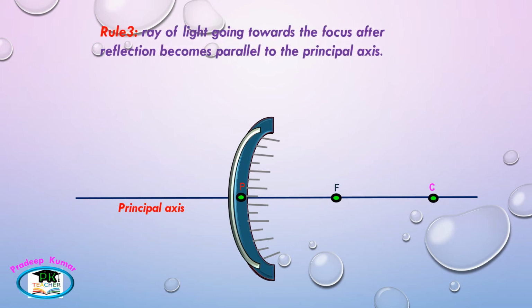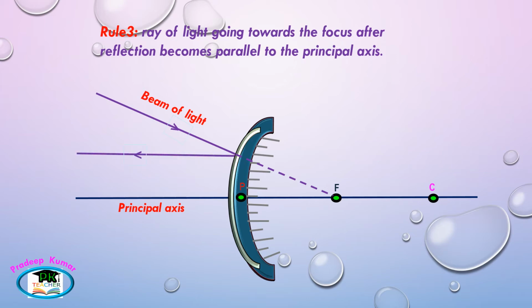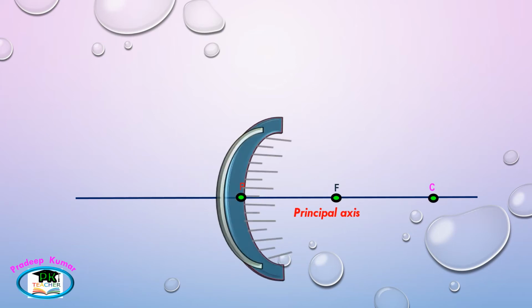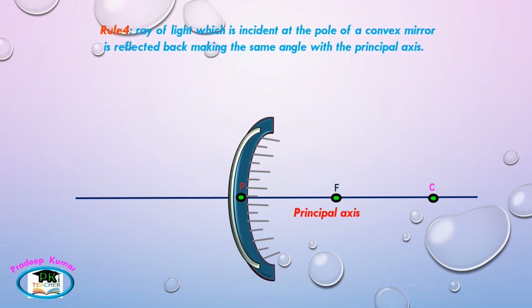P, F and C. Principal axis and convex mirror. Rule 3. A ray of light going towards the focus. Beam of light going towards the focus, and reflection becomes parallel to the principal axis. This is nothing but exactly opposite to rule number 1. As usual, P, F and C. Principal axis, mirror.